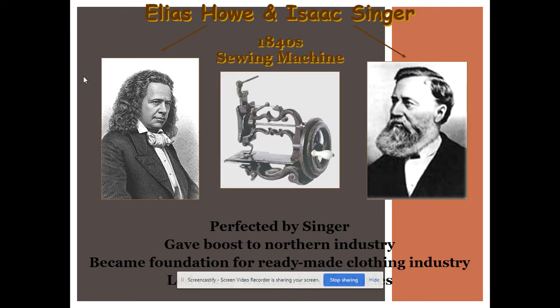Elias Howe and Isaac Singer. There were actually several inventors of the sewing machine, but these two men's inventions were the most famous. They allowed the mass production of clothing. And because they had more sewing machines, you could have multiple workers working on products across the factory.